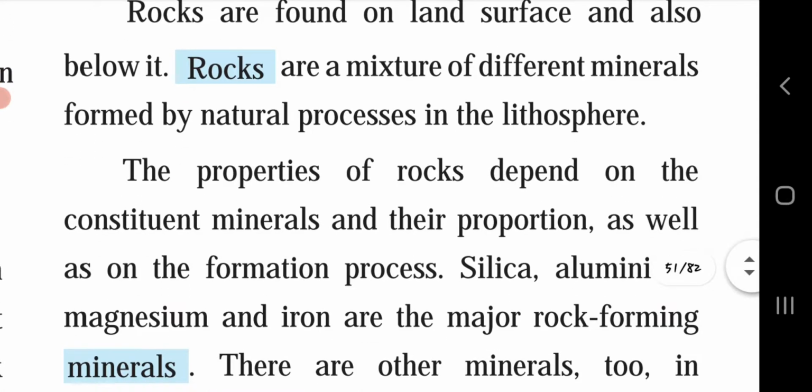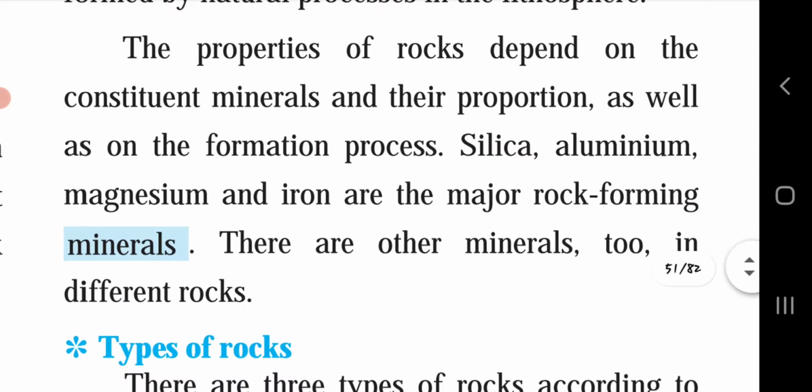Rocks are a mixture of different minerals formed by natural processes in the lithosphere. So rocks are mixtures of different minerals which are formed by natural processes in the lithosphere layer. The properties of rock depend on the constituent minerals and their proportion as well as on the formation process. Silica, aluminium, magnesium and iron are the major rock forming minerals.